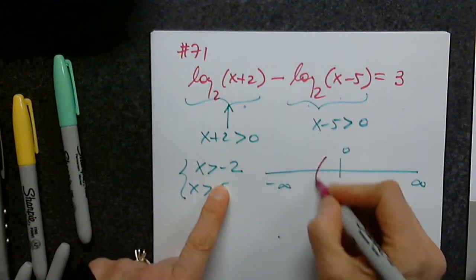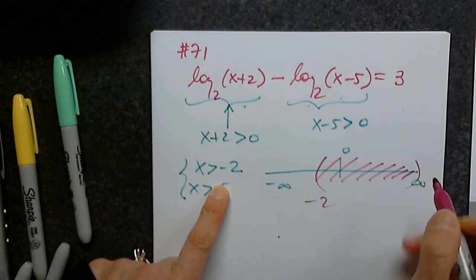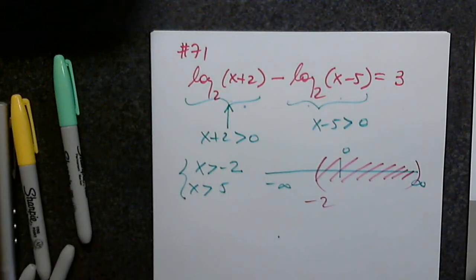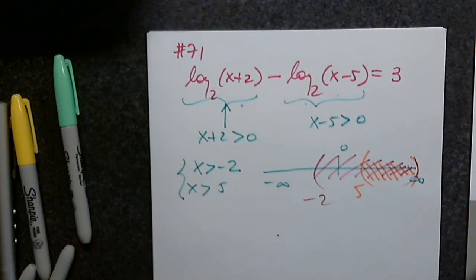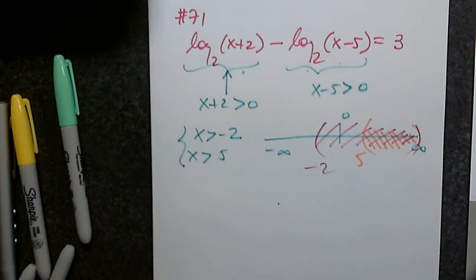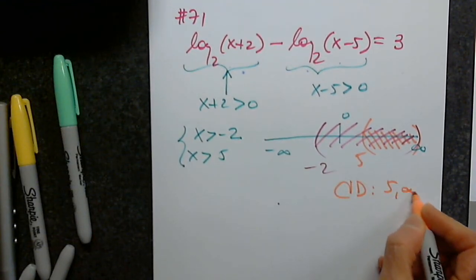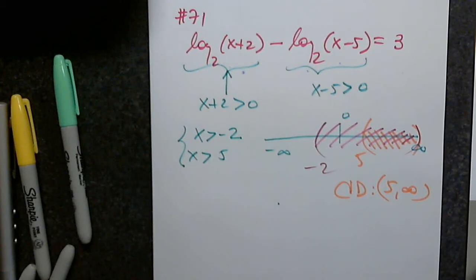Greater than negative 2 is this piece. Greater than 5 is this piece. Notice that I don't care for units. This is just to give us an idea, but I have to present them in the correct order, of course. So I need to pick that interval that makes both logs exist at the same time. Say it again. Exactly. So the common domain is 5 to infinity. If there is no solution in the interval 5 to infinity, nothing else can be accepted.